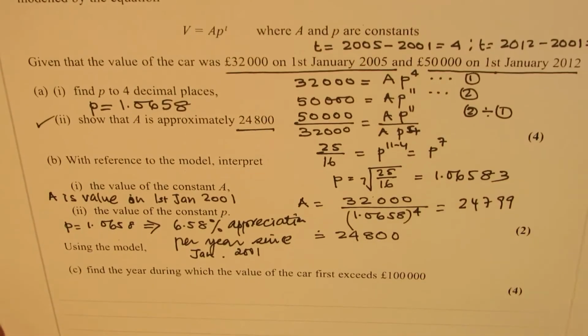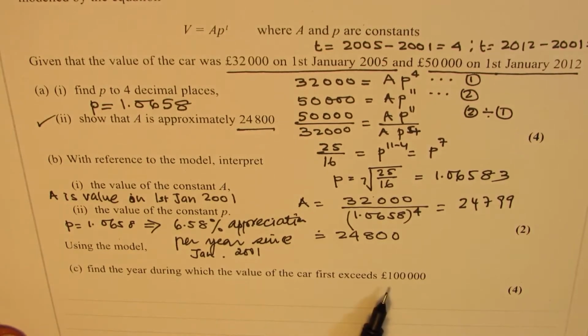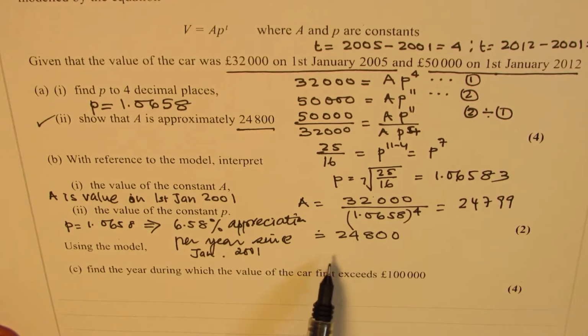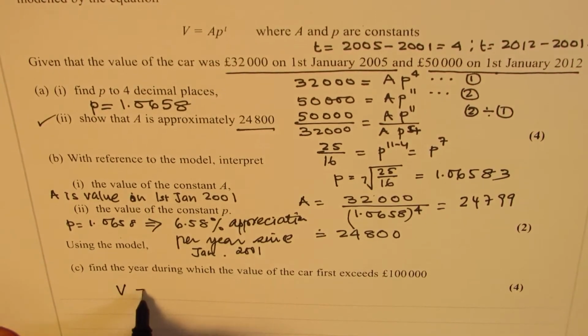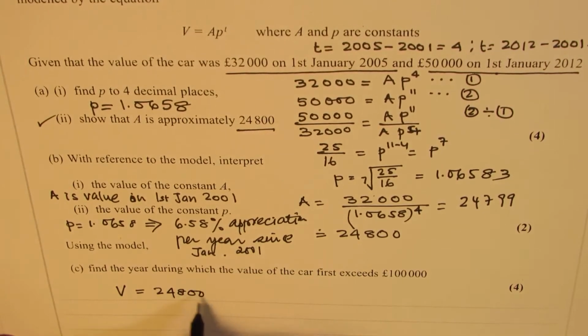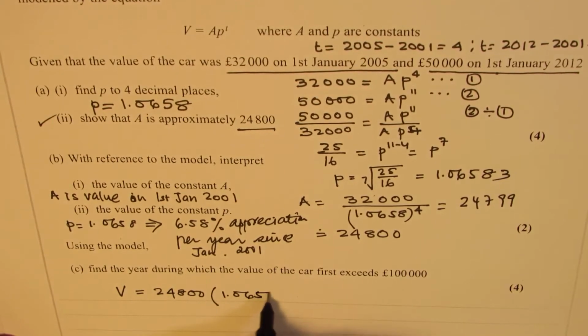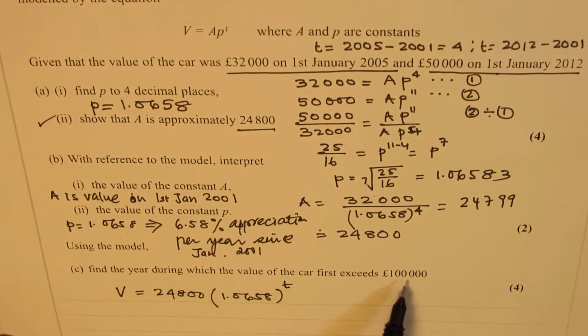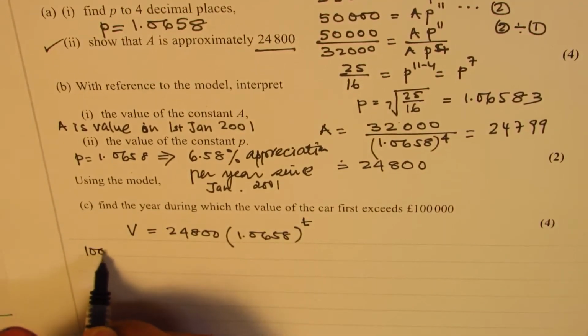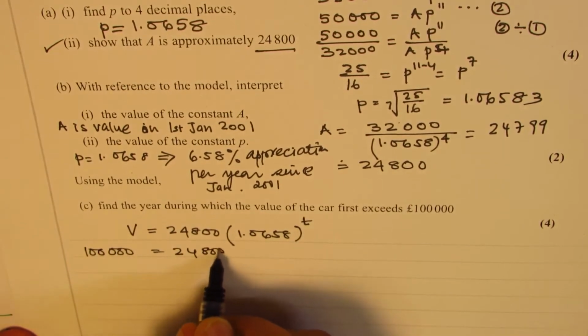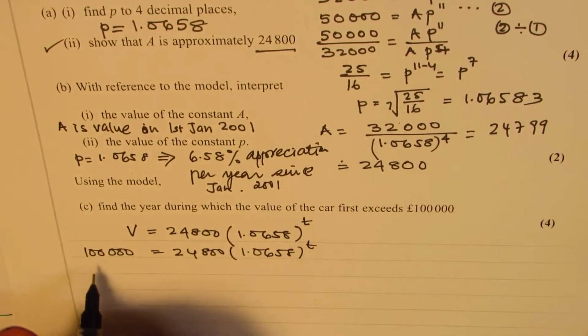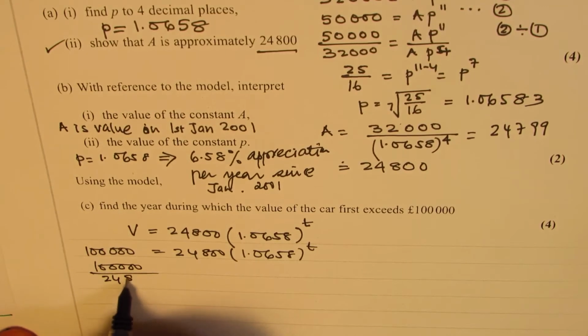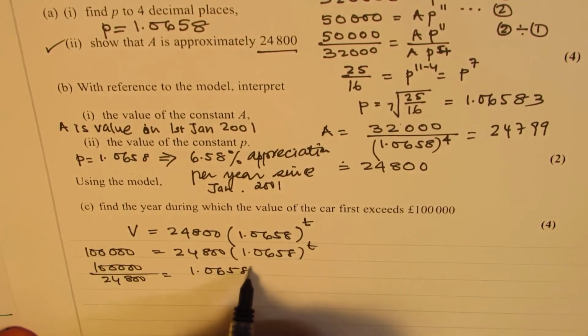Okay. Now let's look into part C, which is find the year during which the value of the car first exceeds 100,000, right? So let's use the value which we got. We'll approximate to 24,800. So we'll use the formula V equals A times P to the power of T, where A is 24,800 and the value of P is 1.0658. Now we want to find the year when it exceeds 100,000 for the first time. So let's substitute 100,000 here for V, and then we'll find what T is. Correct? So it'll be 100,000 divided by 24,800 equals 1.0658 to the power of T.